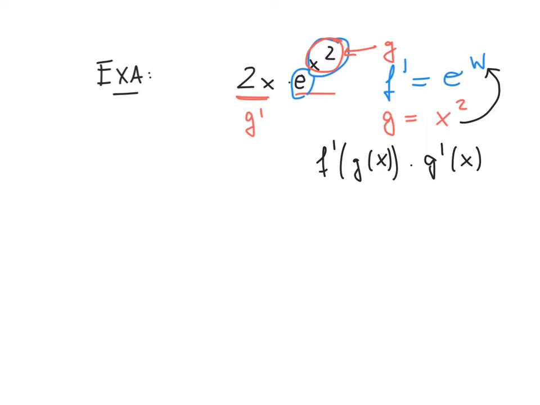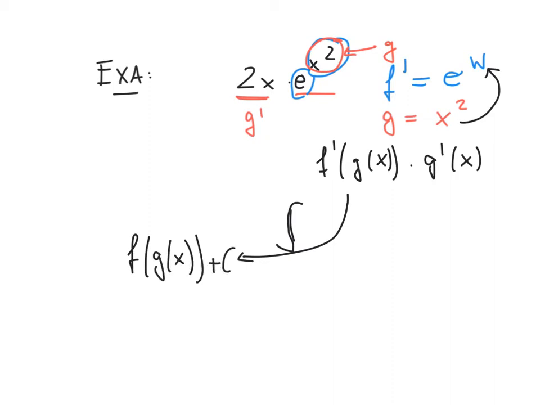And once you have done that, we know now by the inverse of the chain rule, if we integrate this, we'll just get f of g of x plus c. Okay, that's nice. So what is actually left to do for us once we have identified this form, once we have identified f prime and g, so outer function and inner function?